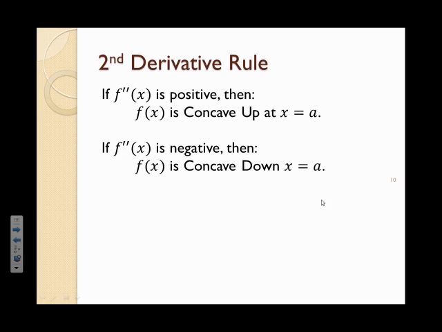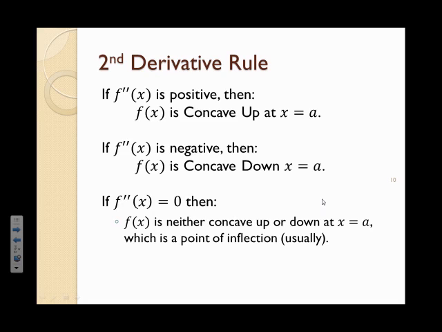Now, we've covered when the second derivative is positive and when it's negative, and then, of course, you must have places where the second derivative is equal to 0. Well, if it's equal to 0, it's not positive, it's not negative. So it's not going to be concave up or concave down at that point. And so usually this will be a point of inflection.